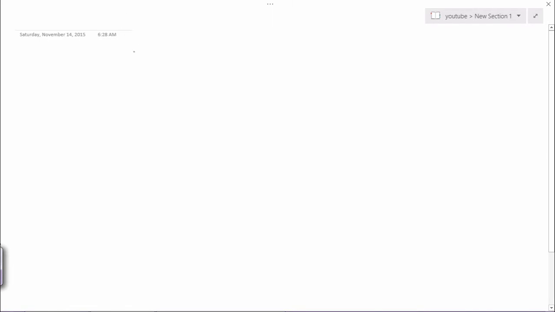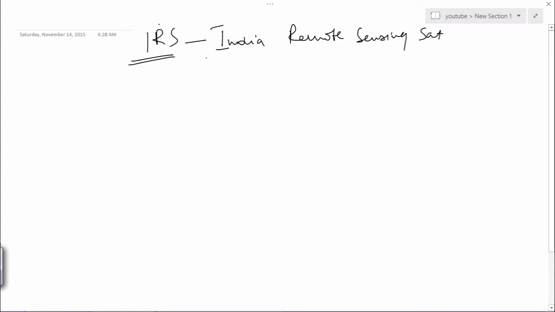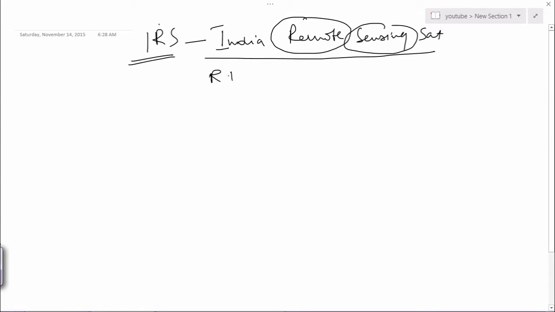Now, coming to the first topic, that is what is an IRS. So we need to see the full form, that is Indian Remote Sensing Satellite. Now this is what it is. In order to understand what is the remote sensing satellite, we need to know what does remote sensing mean in the first place. So remote and sensing.